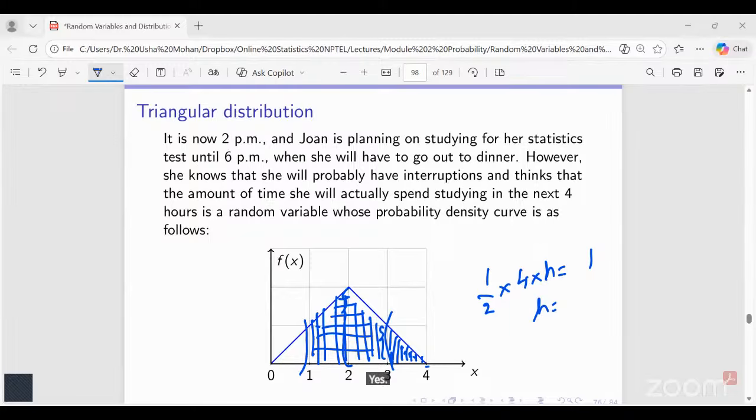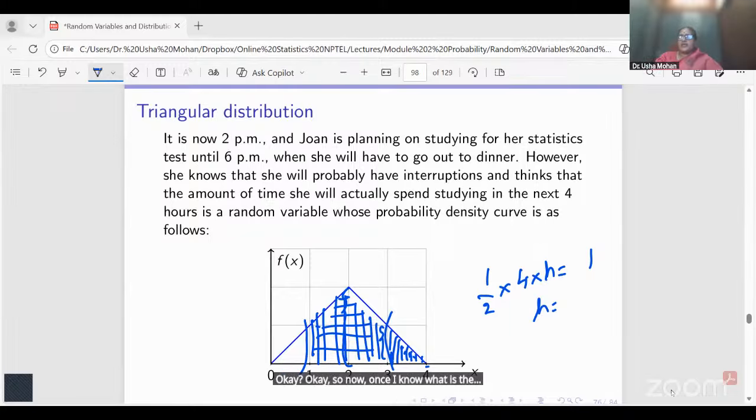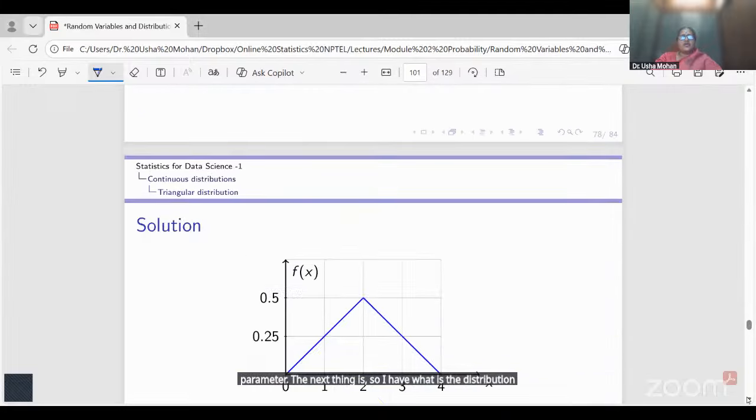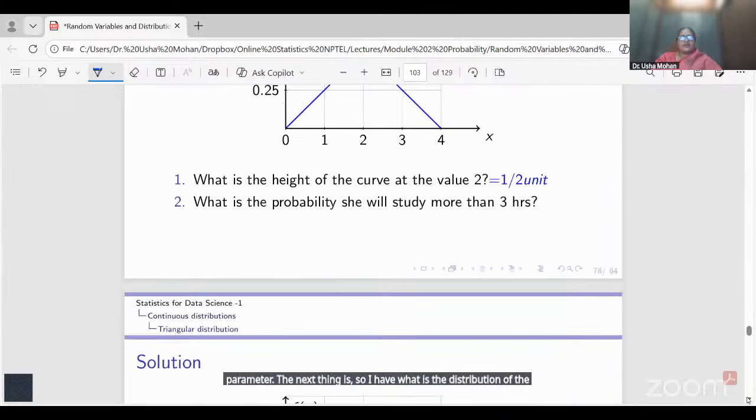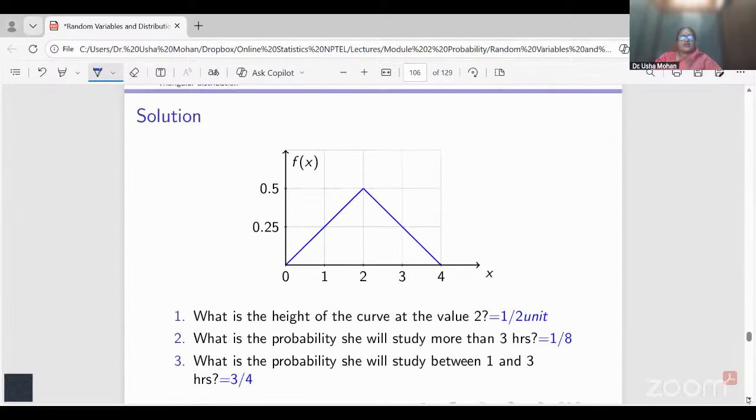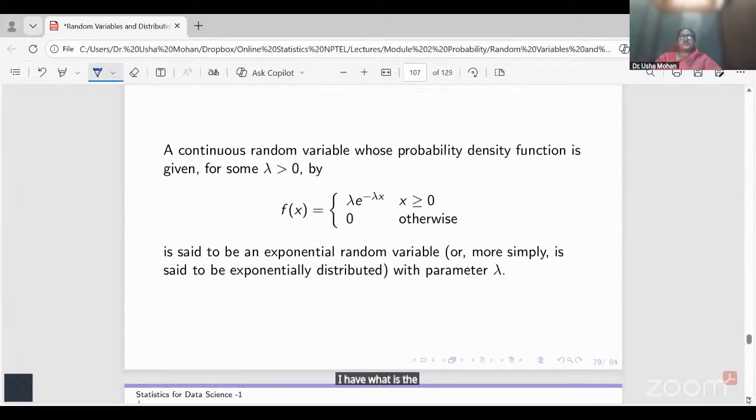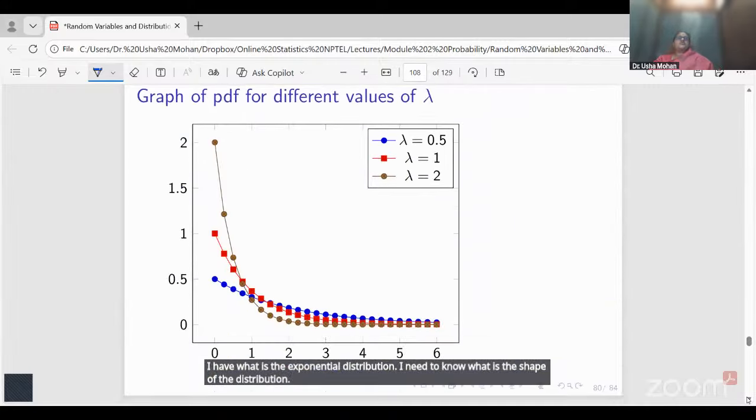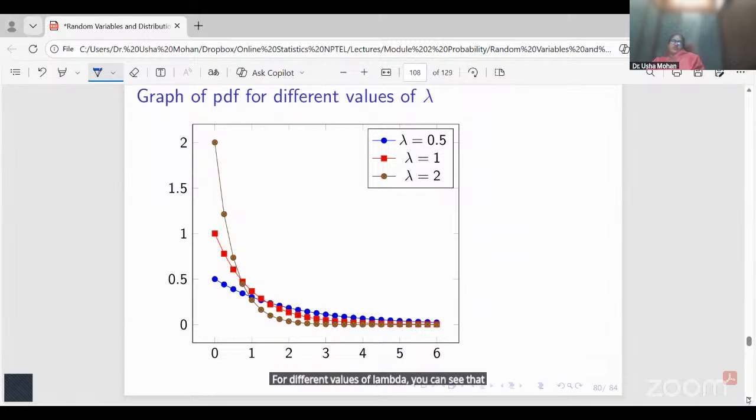So once I know the parameter, the next thing is I have the exponential distribution, and we need to know the shape of the distribution. For different values of lambda, you can see lambda equal to 0.5, lambda equal to 1, and lambda equal to 2. What you can see on the screen are the graphs of the PDF of the distribution.